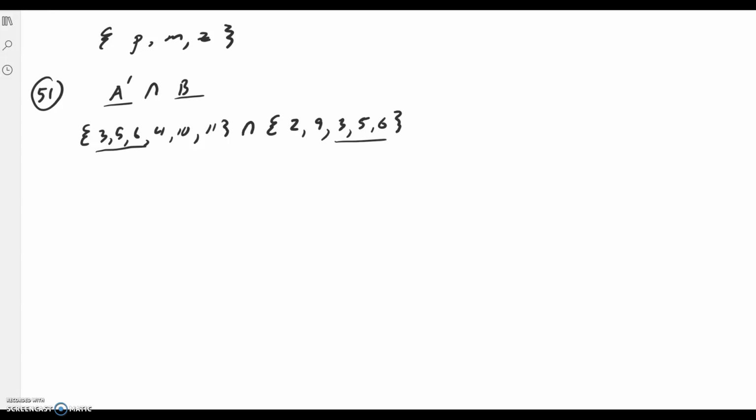We got a 2, 9 here. We don't have any 2, 9s there. So the intersection, once again, is a set. It's the set 3, 5, 6. And it's no coincidence that 3, 5, and 6 are the elements of B that are not in A. This kind of notation seems to do that.